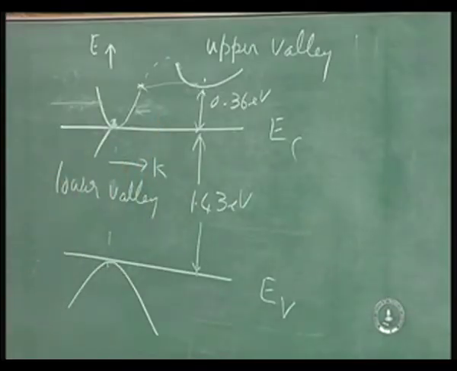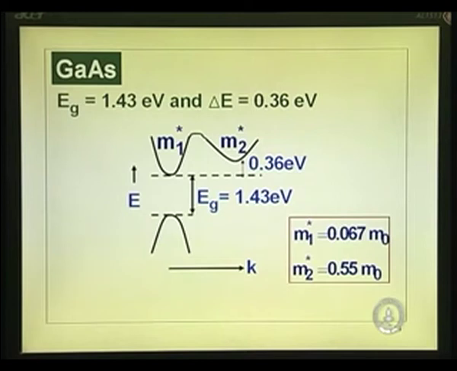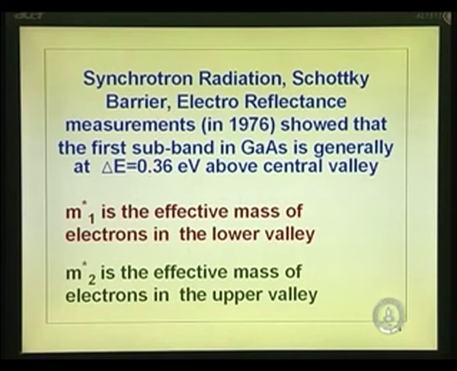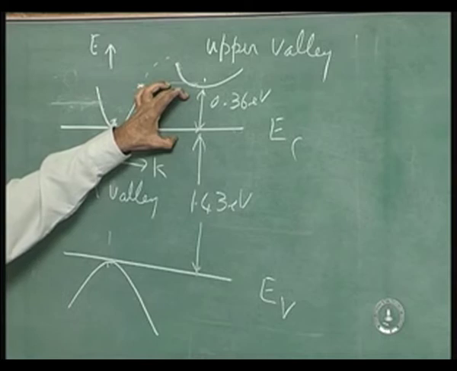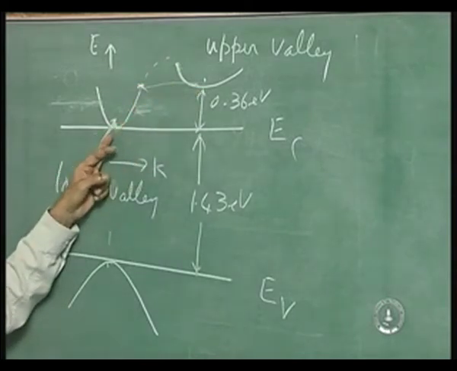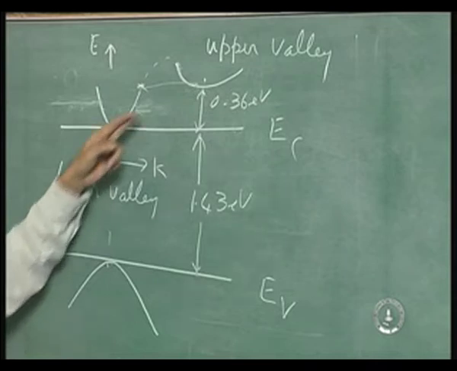Okay. Now let us take a look at this particular analysis. Quickly run through it. I have summed up synchrotron radiation, Schottky barrier, and electroreflectance measurements, which have all shown that delta E, the gap between the upper valley and the lower valley, is 0.36 electron volts. The lower valley is called the central valley. That is the quantity they have estimated, upper valley and lower valley, or central valley, because it is not one valley that is present here.